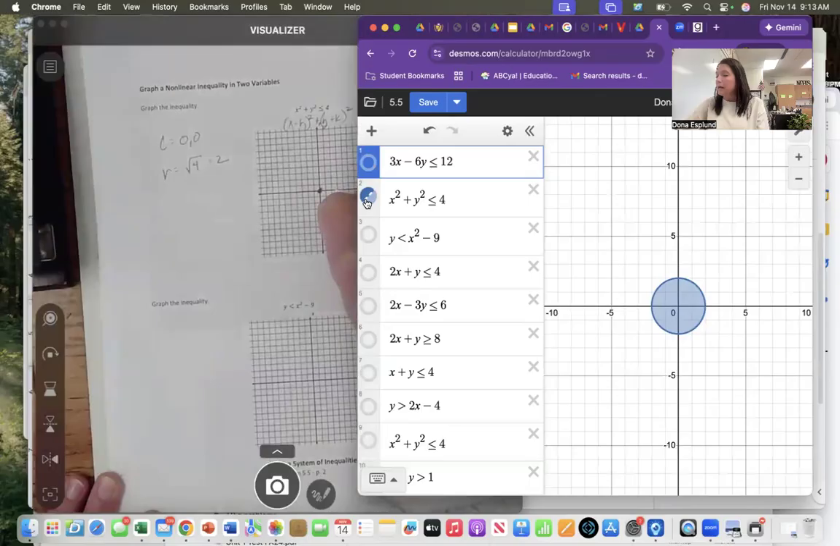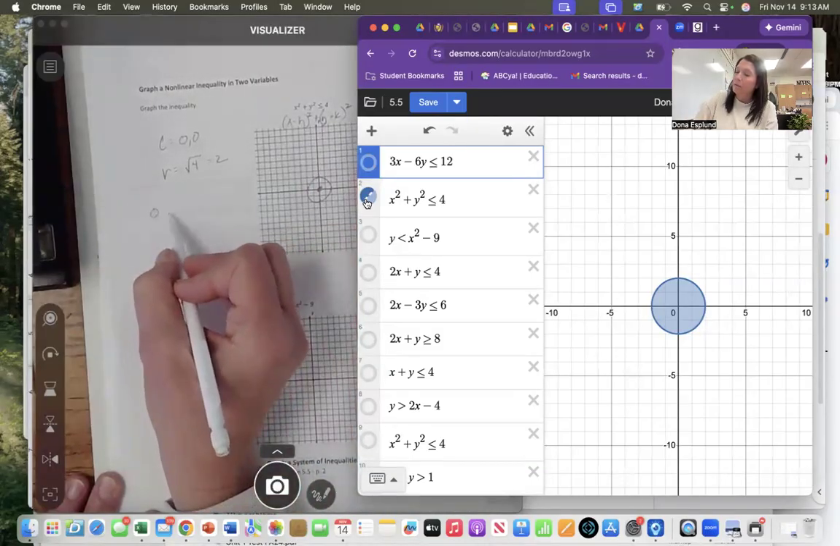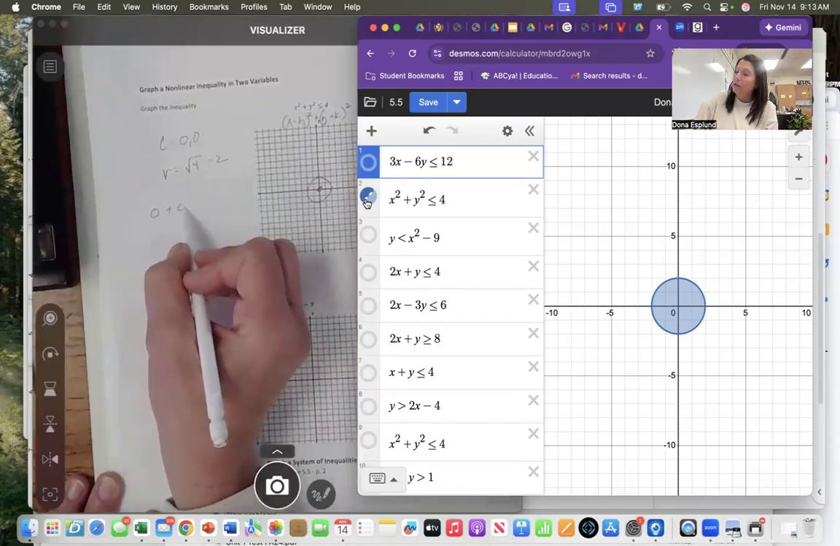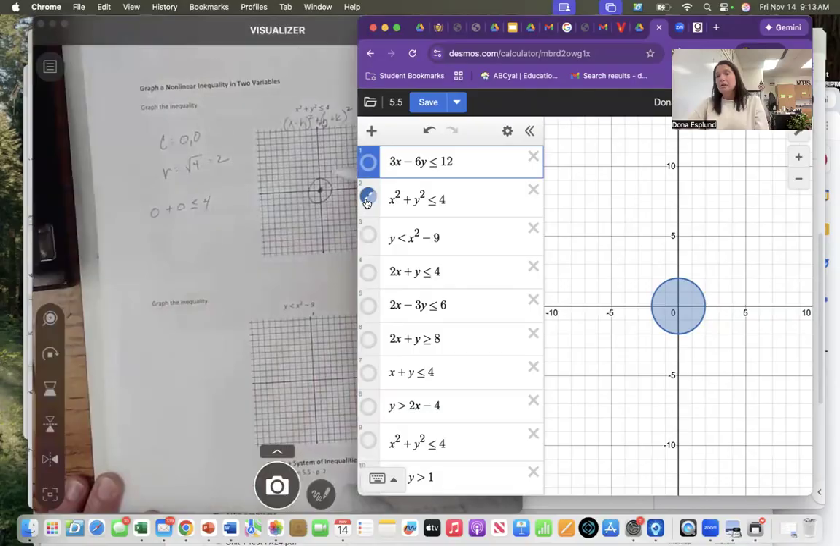And so then I'm just going to come out on all sides and put the dots. And then I'm going to also go ahead and fill it in. Since it's equal to, it will be a solid line. And in this case, I'm going to substitute 0 into this equation. So 0, comma 0. So 0 plus 0 is less than or equal to 4. Is that true or false? True. Therefore, it has to include that point. And so I'm going to shade that area in.